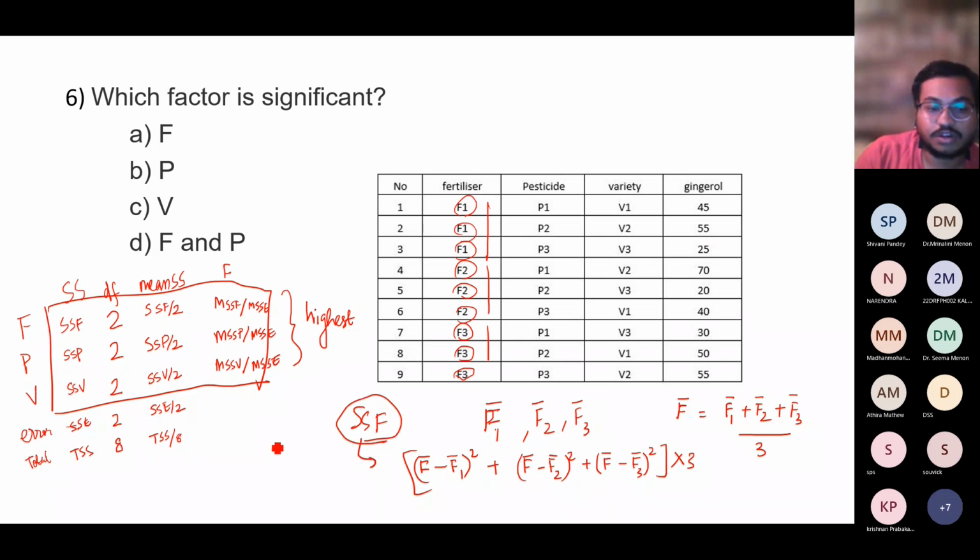In a similar way, we'll calculate the sum of squares for pesticides and the sum of squares for varieties. Is that clear?